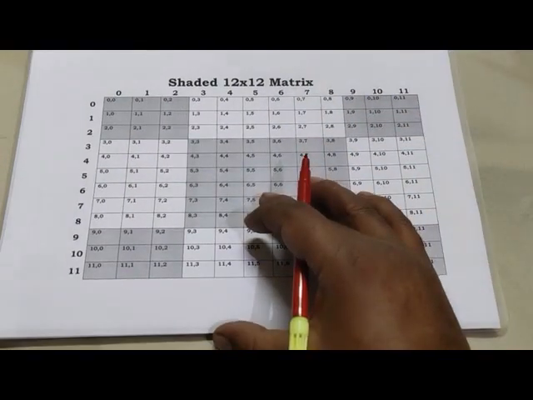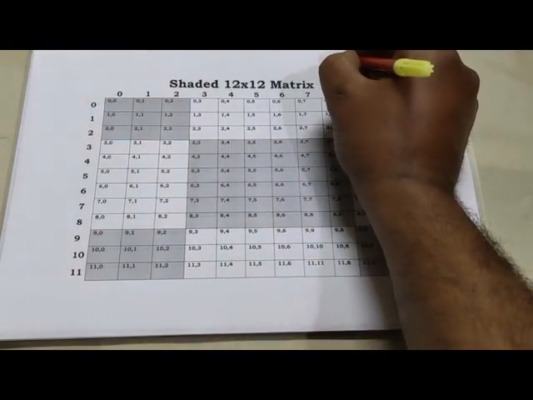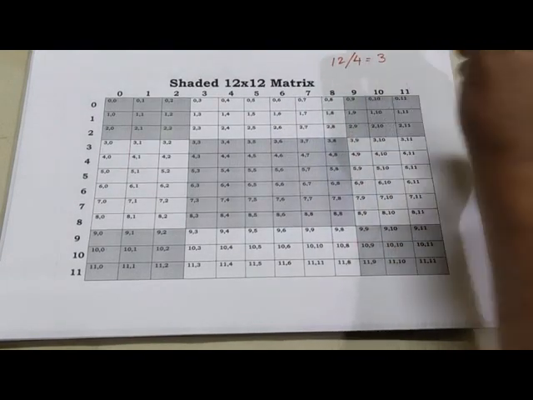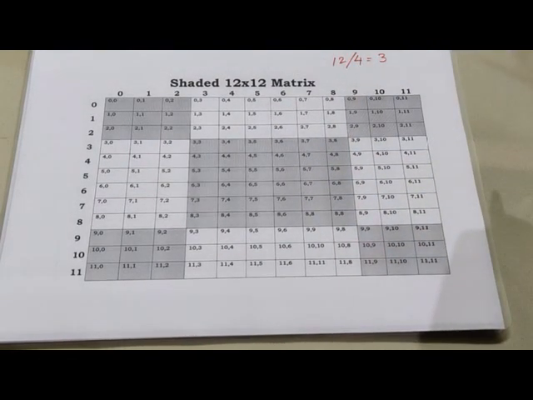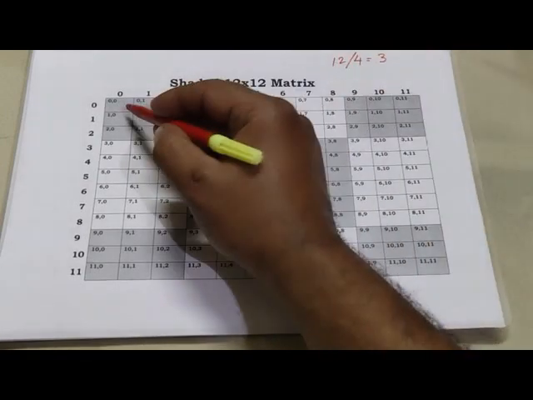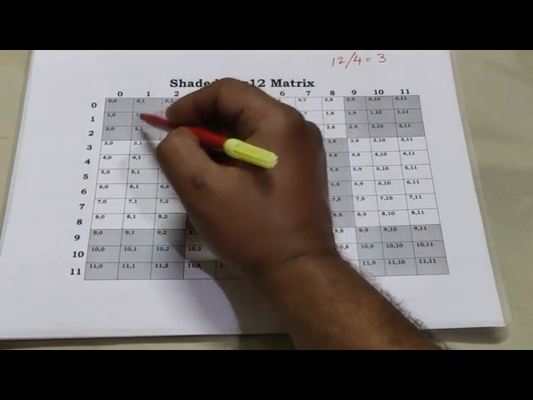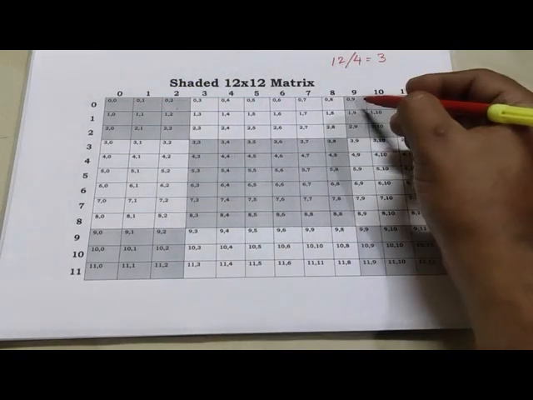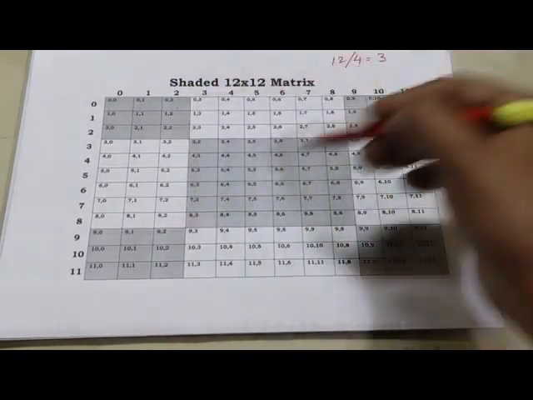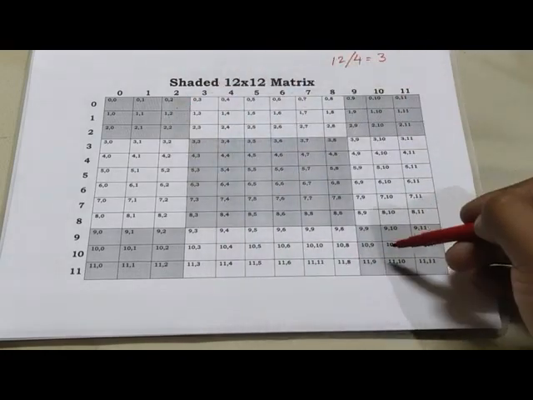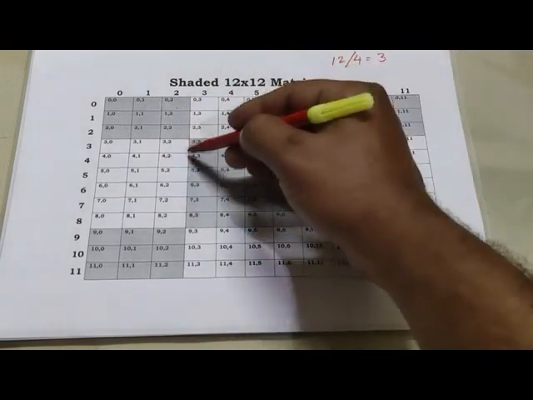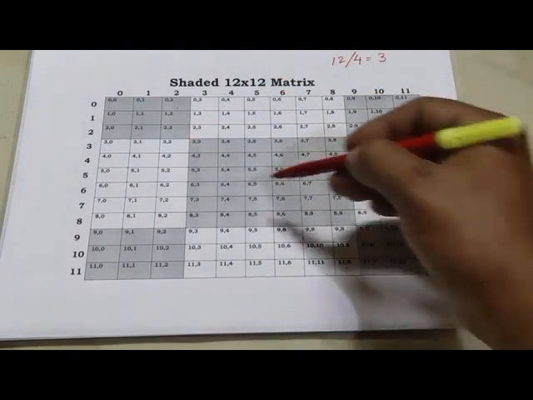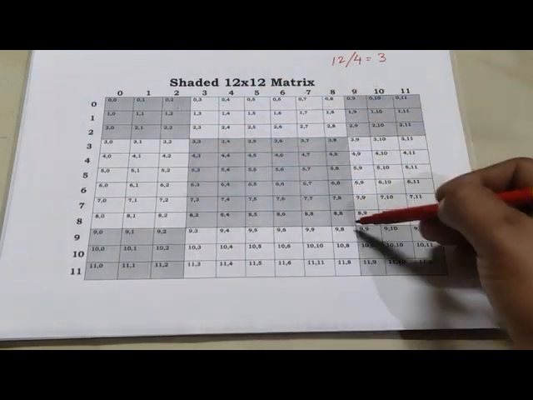So here what we are going to do is we are going to divide 12 divided by 4. So how much do we get? We get 3. So we are going to take 3 cells from the row and 3 cells from the column. That is how we get each of these 4 shaded areas at the 4 corners, and whatever is remaining in the middle, joining each of these shaded corners, we are going to shade that also.